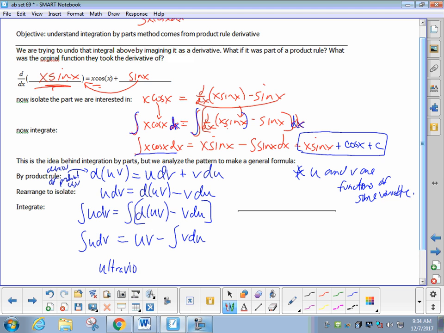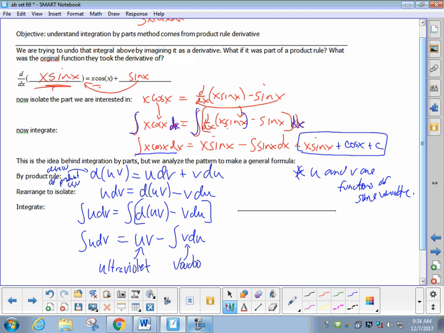Ultraviolet voodoo is commonly used to help you remember the pattern. uv minus v du. And the idea is you're integrating a product by using this rearranged product rule. And the big condition is that this integral you get as a result should be easier to work with than the original. All right? You're exchanging for an easier integral.